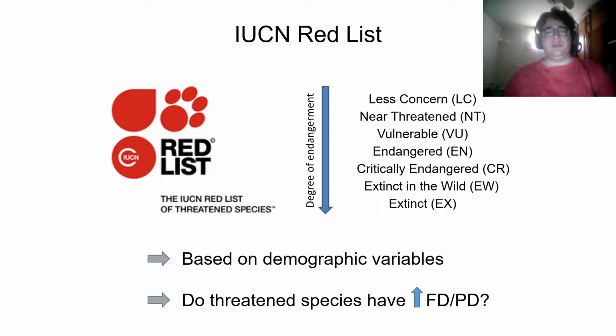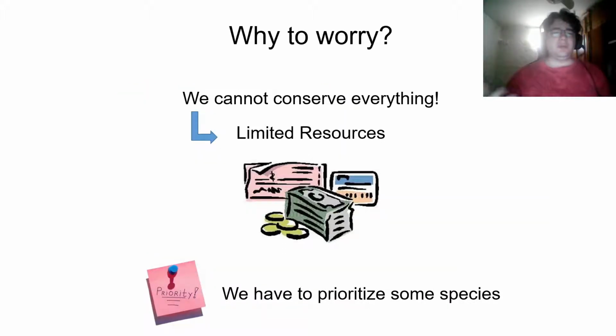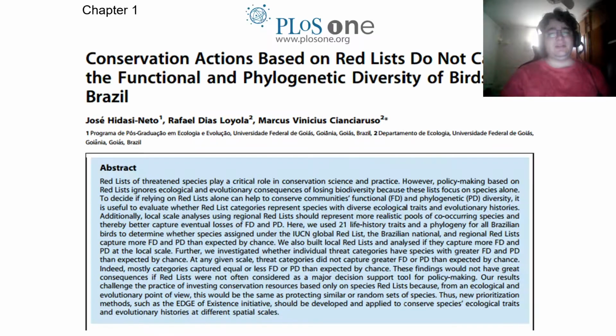Okay, so you see that IUCN Red List has categories to indicate the degree of endangerment of species based on demographic variables. But do threatened species have higher functional diversity or phylogenetic diversity than expected by chance? And why worry about that? Because we cannot conserve everything. We have limited resources and we have to prioritize some species.